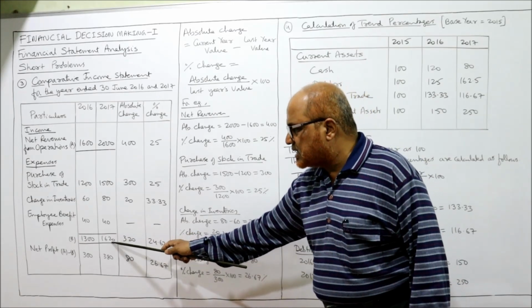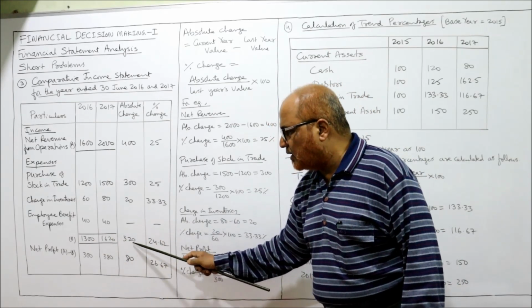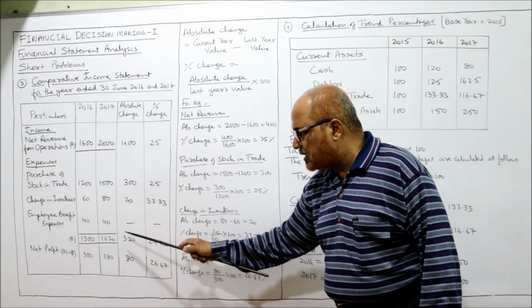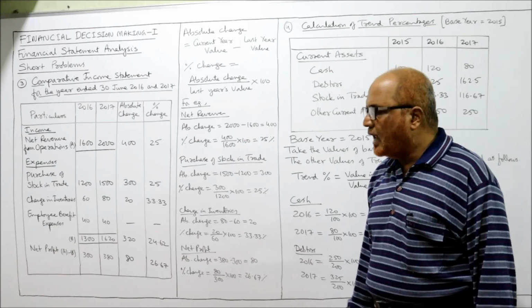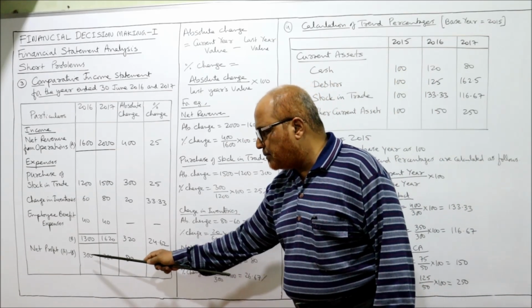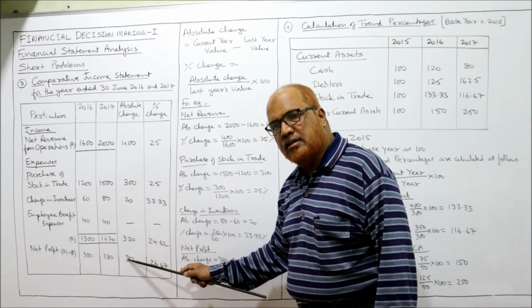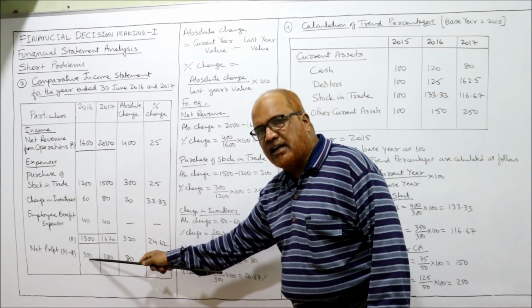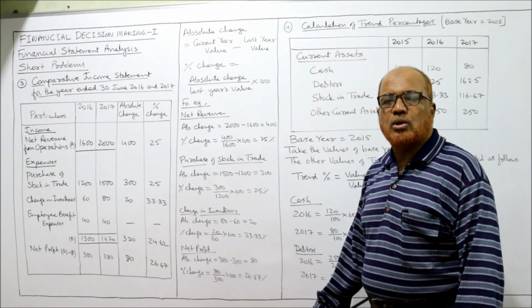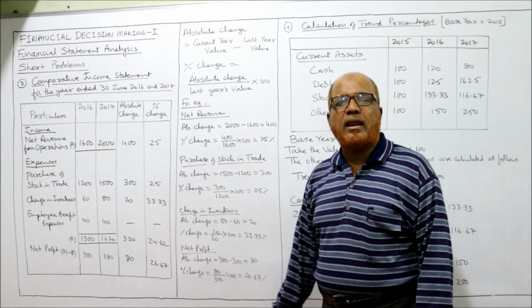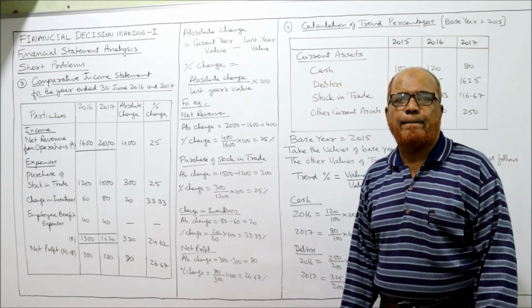Now total, 1620 minus 1300, you will get 320. Now 320 divided by 1300 into 100, 24.62. Lastly, net profit, 380 minus 300 is 80. 80 divided by 300 into 100, you will get 26.67. That's all. This is the problem on comparative income statement.